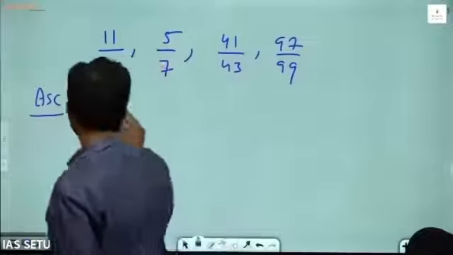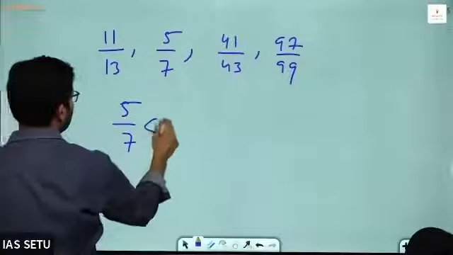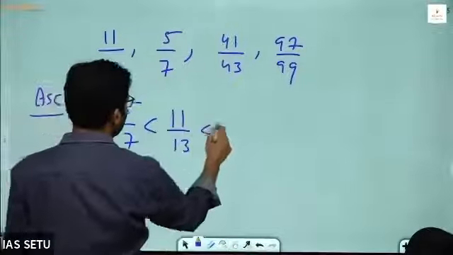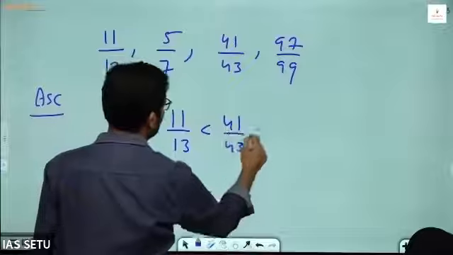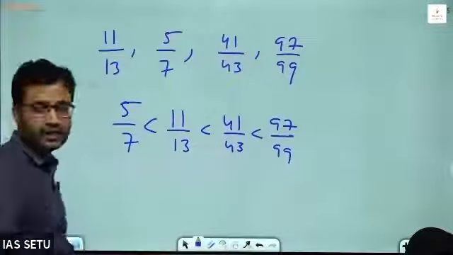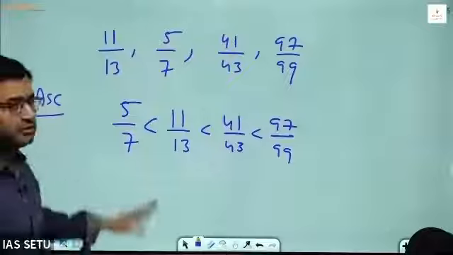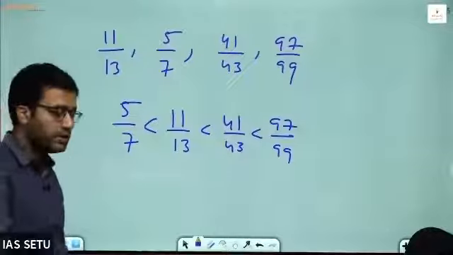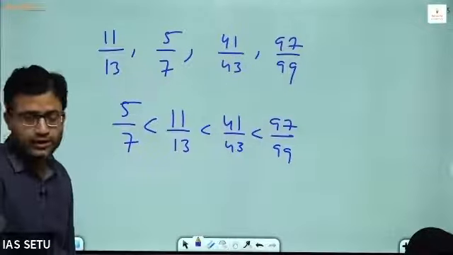This is the smallest. 5/7 is smaller than 11/13, is smaller than 41/43, smaller than 97/99. So this 97/99 is the largest and 5/7 is the smallest. Is this type 3 clear to all of you? Write yes in comment.